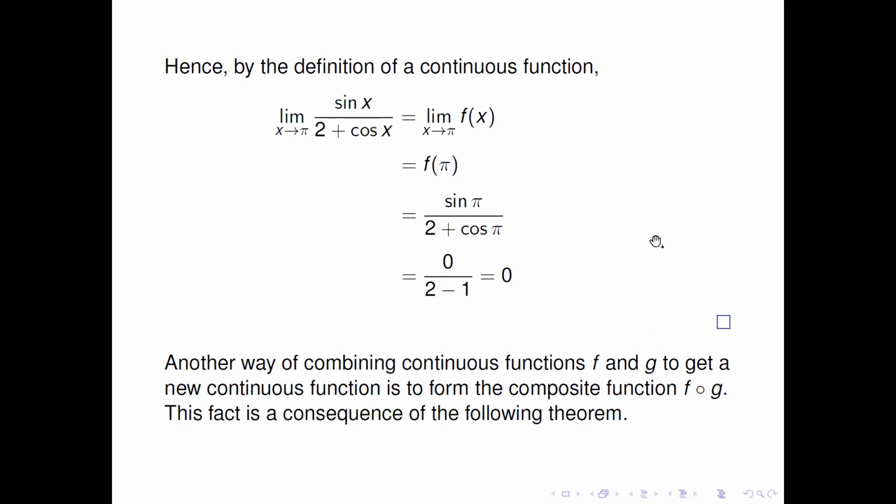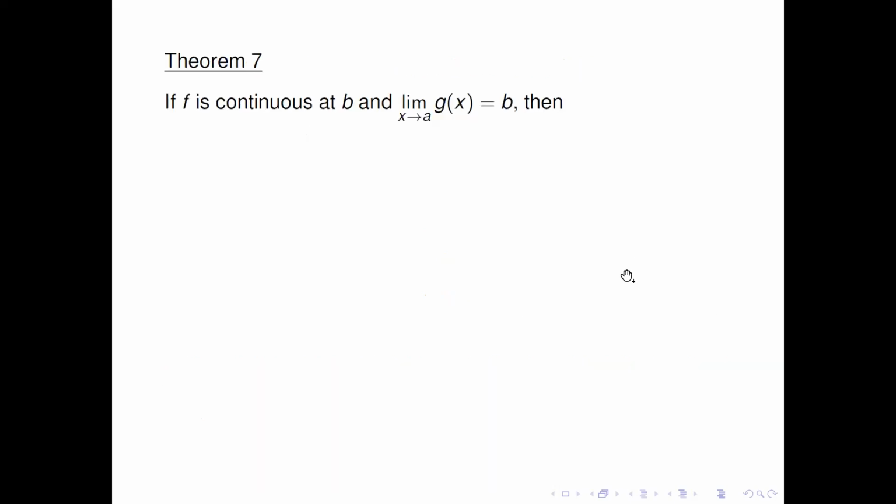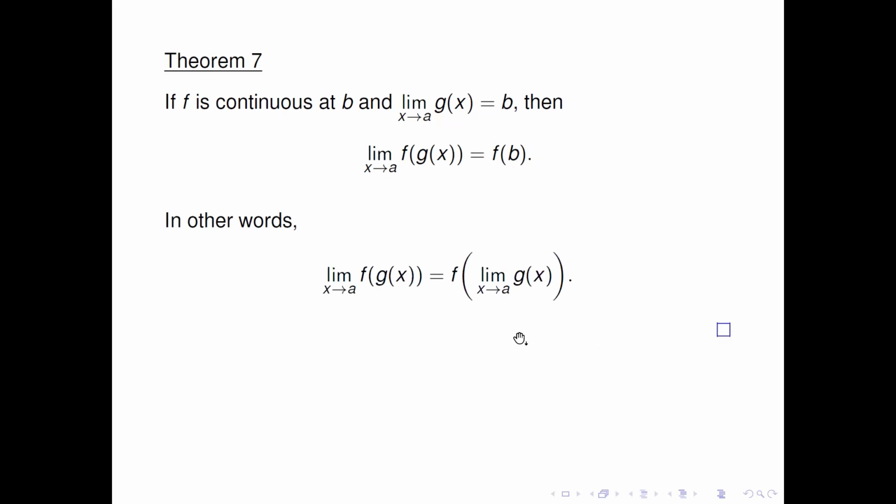Another way of combining continuous functions f and g to get a new continuous function is to form a composite function, a function of a function, right? And so we have this theorem that says if f is continuous at a point b, and the limit as x approaches a of g of x is b, then the limit as x approaches a of f of g of x is f of b. In other words, the limit as x approaches a of f of g of x is f of the limit of g of x as x approaches a.